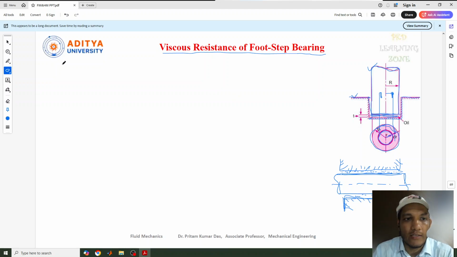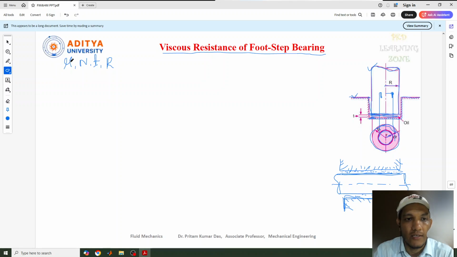To calculate that, what are the parameters to be considered? First, the viscosity of the oil. Second, the rotation, or you can say the speed of the shaft. Next, the thickness between the shaft and the bearing, that is small t, and one more is the radius of the shaft. So these are the parameters considered for identifying the viscous resistance, or you can say the power absorbed.